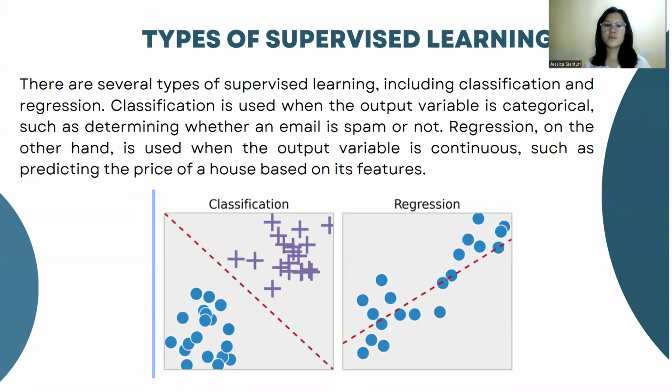Now, about types of supervised learning. There are several types of supervised learning, including classification and regression. Classification is used when the output variable is categorical, such as determining whether an email is spam or not. Regression, on the other hand, is used when the output variable is continuous, such as predicting the price of a house based on its features.